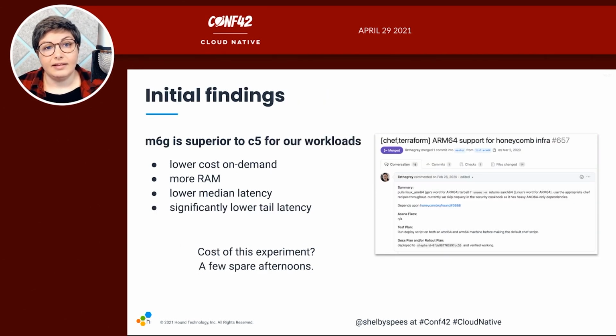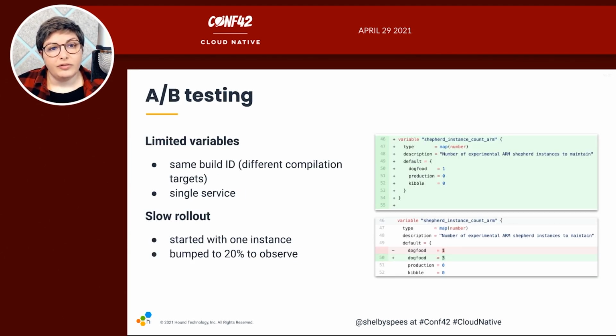My teammate Liz initially started out all this experimenting as a side project, and with a few idle afternoons of work, she was already seeing compelling results. So at that point, we set up A/B testing. We started with one Graviton instance in a Shepherd auto-scaling group in dog food. And from there, we could update our Terraform code to spin up more Graviton instances as we felt confident in each change. When we reached 20%, we let that sit for a couple weeks to observe.